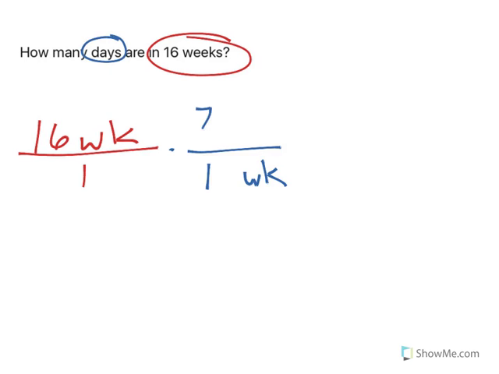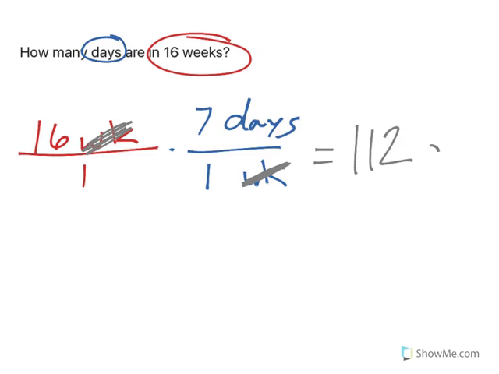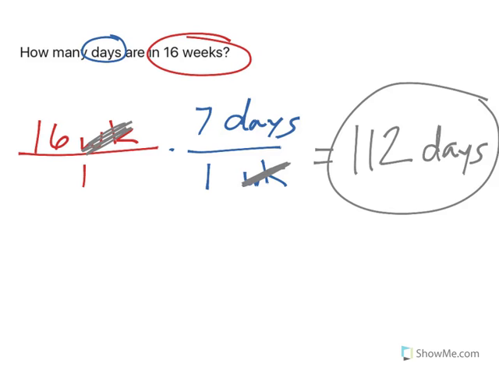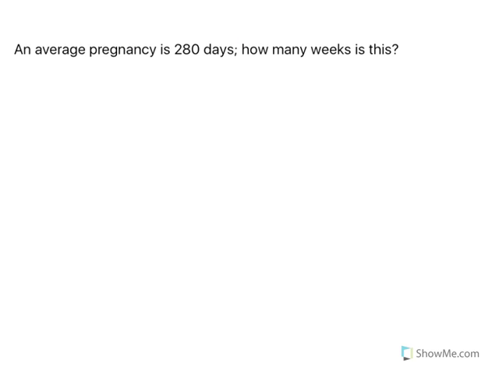I know 1 week is 7 days. So that will make my weeks go away because they're in the top and bottom, and I just have 16 times 7. Since they're both in the numerator, we simply multiply. 16 times 7 is 112, and my label is days. You want to make sure you're labeling your answers for these problems.